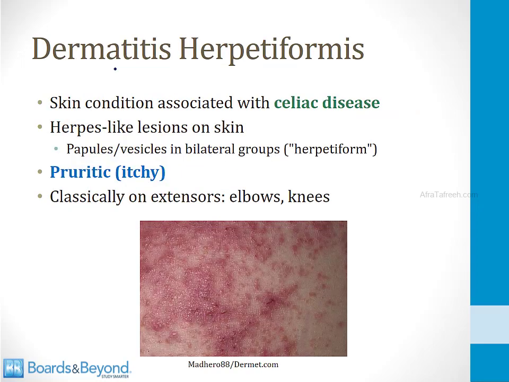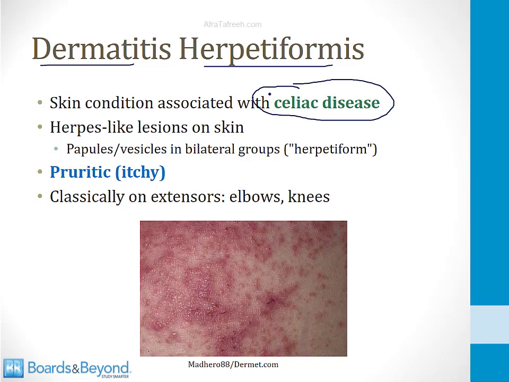The last disorder we'll talk about in this video is dermatitis herpetiformis. This is a skin condition that's associated with celiac disease, and I talk about celiac disease in greater detail in the GI section in the video on malabsorption. But people who have celiac disease can develop an associated skin condition, and that's called dermatitis herpetiformis. This disorder gets its name because the lesions on the skin look like herpes. That's why it's called herpetiformis.